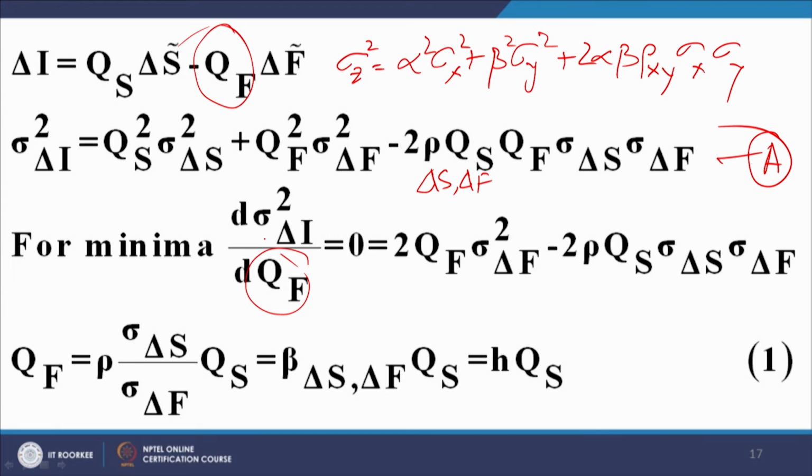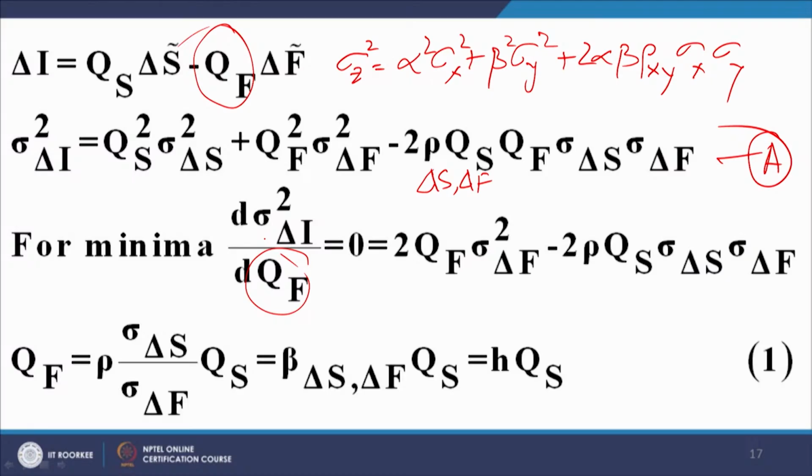Delta S and delta F are market prices, we have no control over them, and therefore the only free variable which will determine the hedge effectiveness from our perspective is delta QF, that is the quantity that we will take up in the futures market for implementing the hedge.